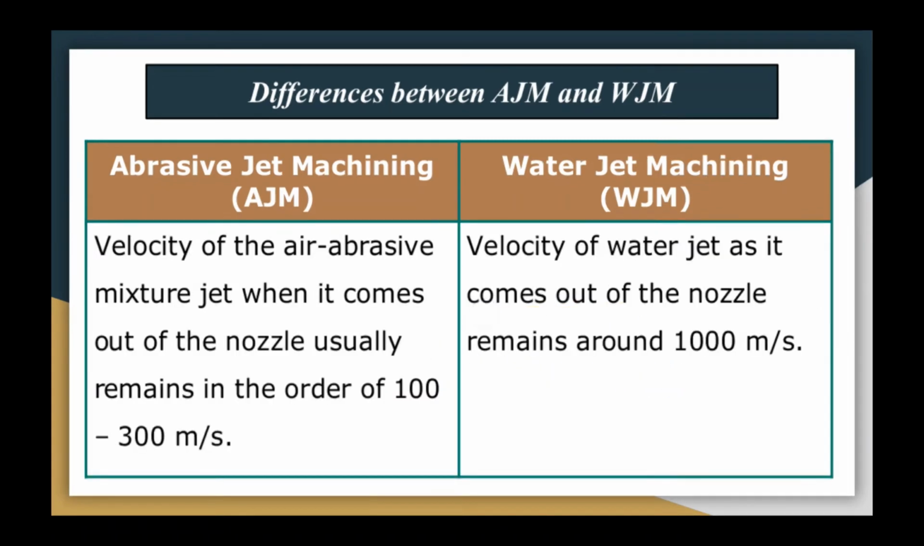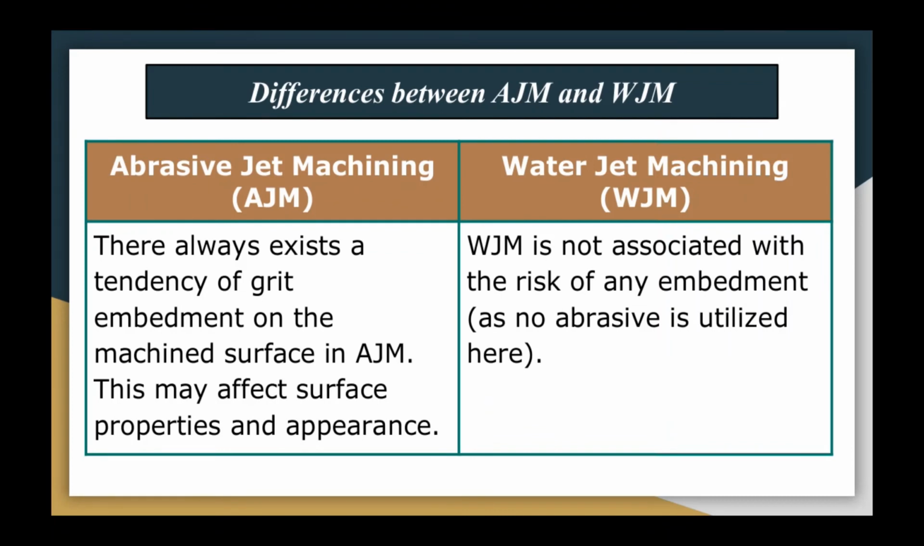Then in case of abrasive jet machining, the velocity of the air abrasive mixture jet when it comes out of the nozzle usually remains in the order of 100 to 300 meters per second. In case of water jet machining, the velocity of the water jet as it comes out of the nozzle remains around 1000 meters per second. In case of abrasive jet machining, there always exists a tendency of grit embedment on the machined surface. This may affect the surface properties and appearance.